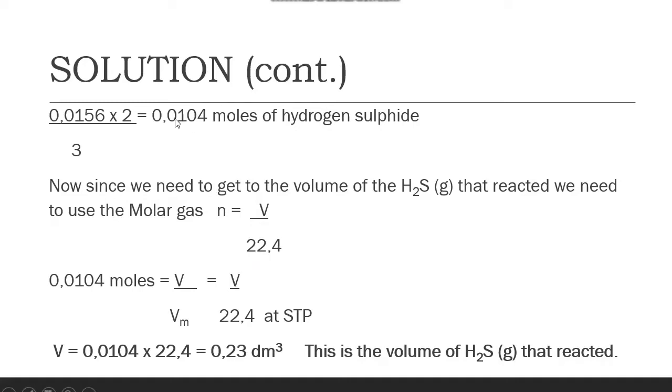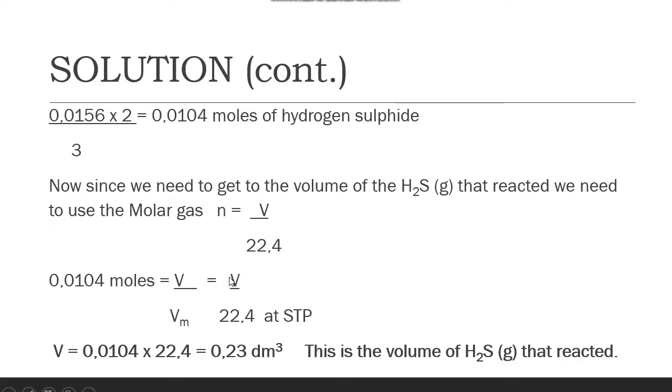And we know this. We know that 0,0104 moles. We're going to substitute that in. We know volume over the molar volume of gas at standard temperature and pressure, which we were told the reaction is taking place at standard temperature and pressure, and we divide the volume divided by 22,4.